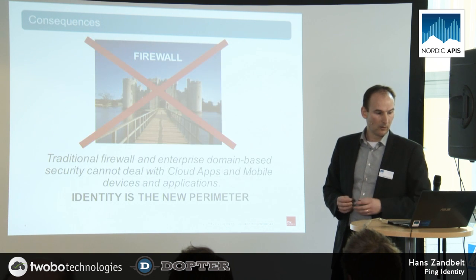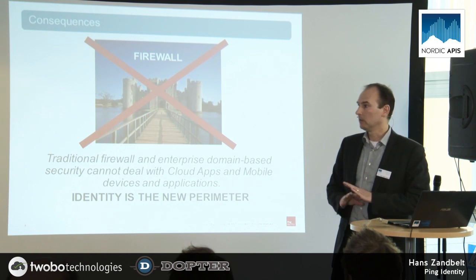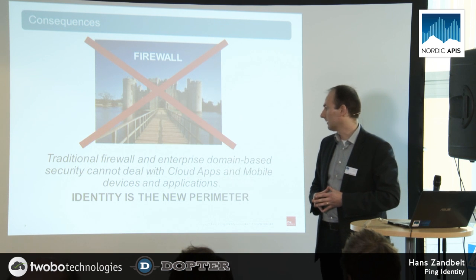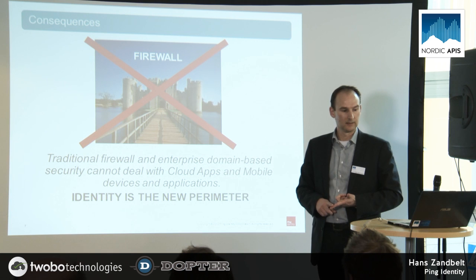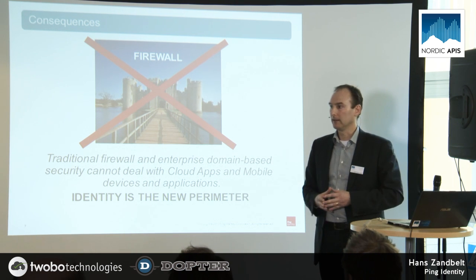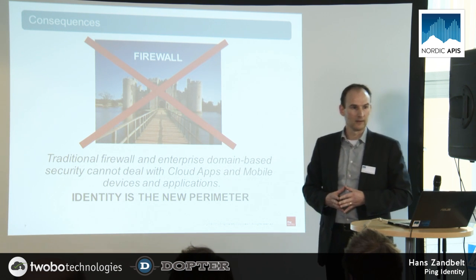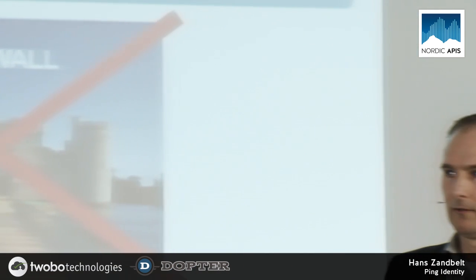So that's where we want to go. So the consequence is that we can do away with the firewall because it cannot deal with cloud applications and mobile native applications. And some people have been calling this identity is the new perimeter. So I'd like to change that a bit because identity is not the new perimeter, something that is limiting. Identity is the key that you can actually use to cross the new perimeter, which is the perimeter that is cloud access or access to applications in general.